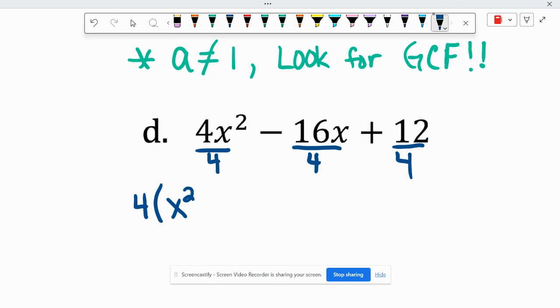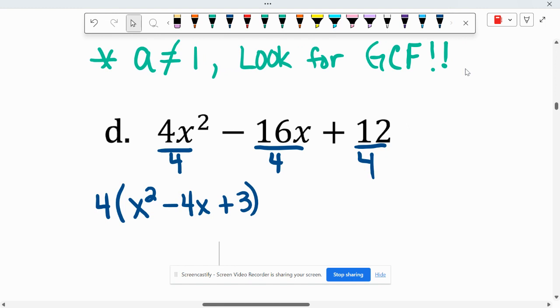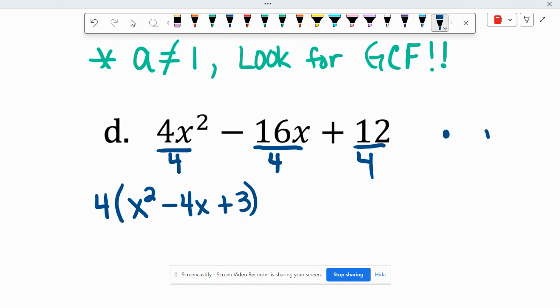So we're going to take a 4 out. 4 times x squared minus 4x plus 3. So now, what is the value of A? It's 1.